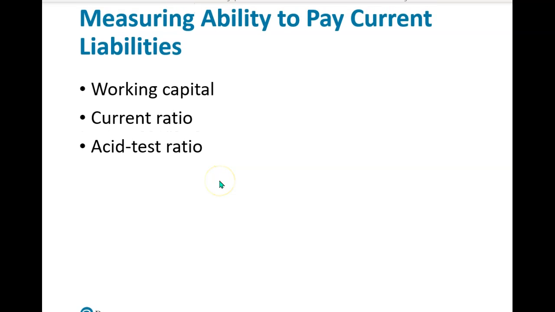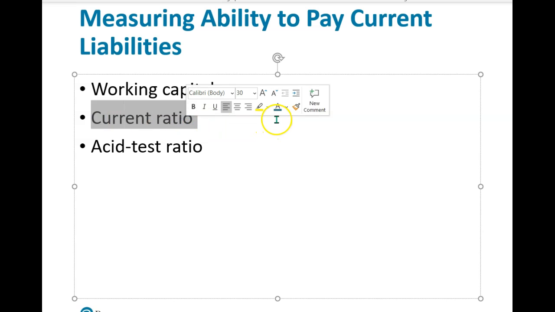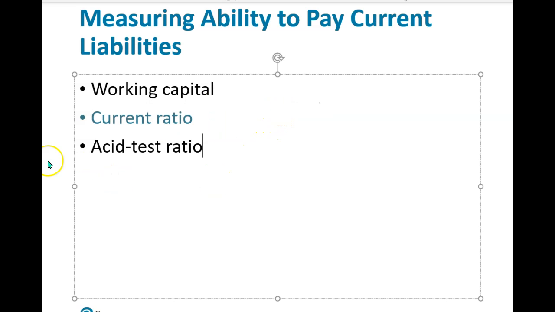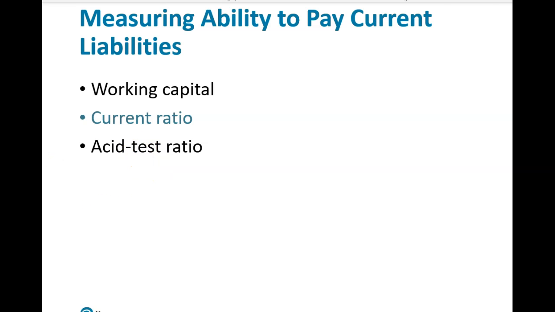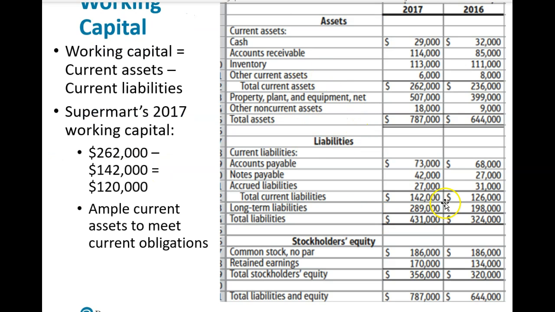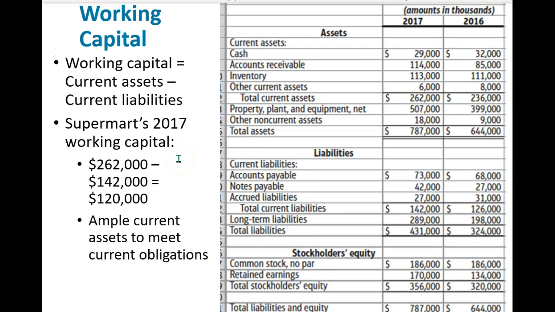So for your ability to pay off current liabilities, we've got three ratios here: a working capital ratio, a current ratio, which is used quite a bit, and then the acid test ratio, which has a reduced number of accounts that go into it. So here is our balance sheet, and this is for working capital. Just think of it as how much cash do I have to buy inventory and let my accounts receivable increase. In other words, for my day-to-day operations.